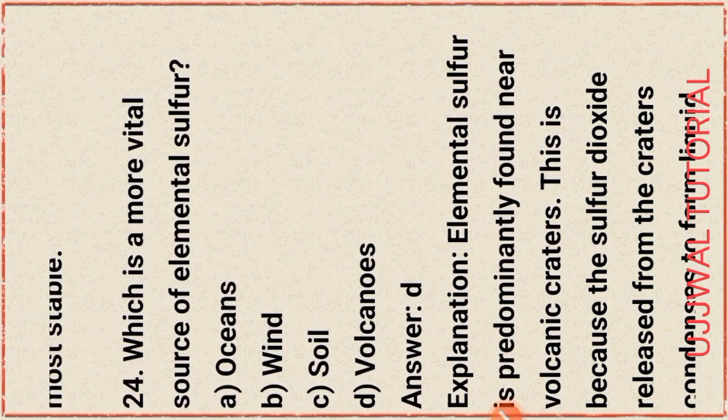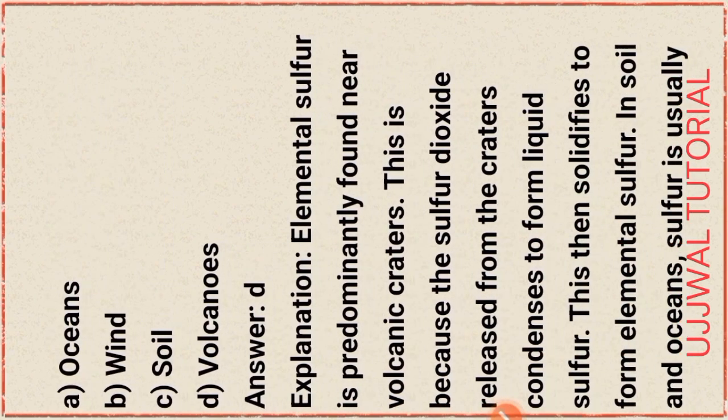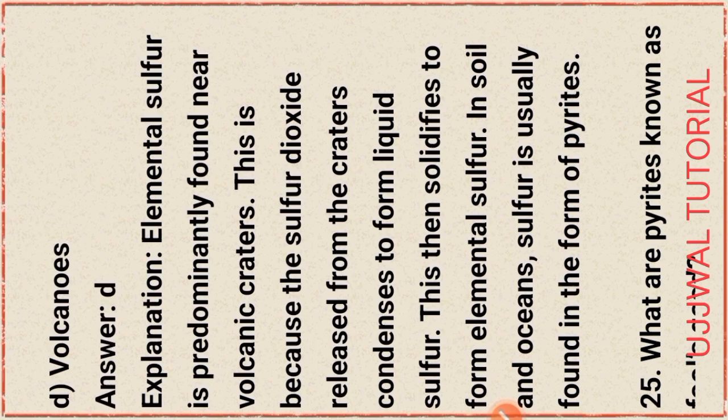Elemental sulfur is predominantly found near volcanic craters, because of sulfur dioxide release. From the crater's condensations it forms liquid sulfur. This then solidifies to elemental sulfur. In soil and ocean, sulfur is usually found in the form of pyrites.